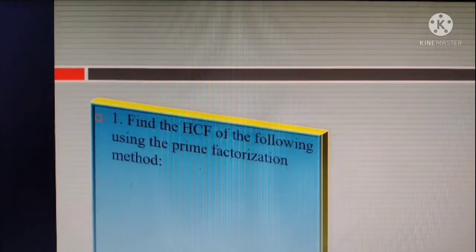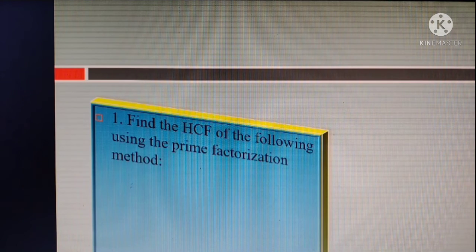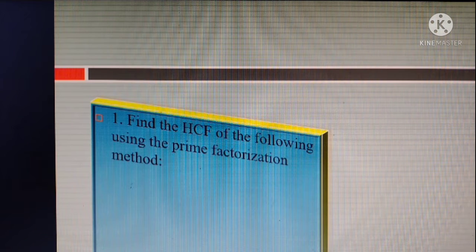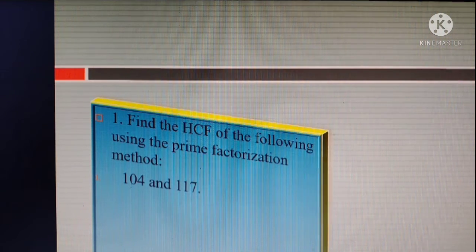Now see the first question. It says find the HCF of the following numbers using the prime factorization method. So with the help of the prime factorization method, you have to find the highest common factors of the given numbers. The first pair of numbers is 104 and 117. So let's see.